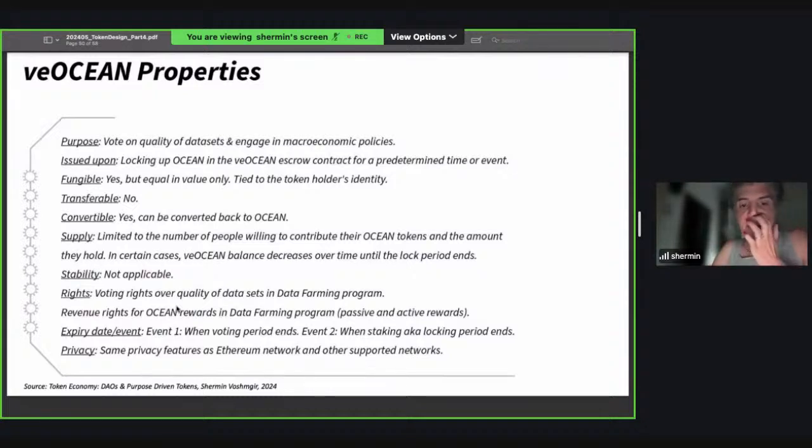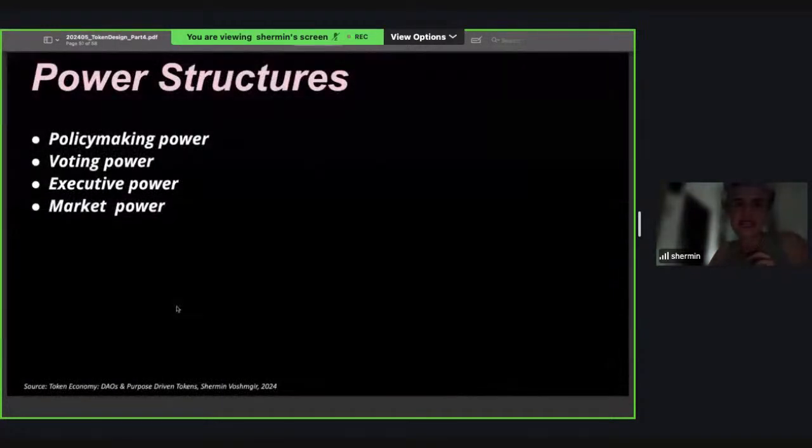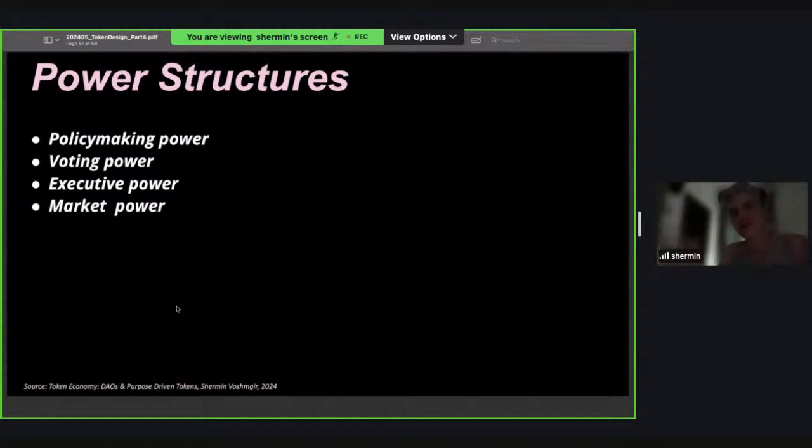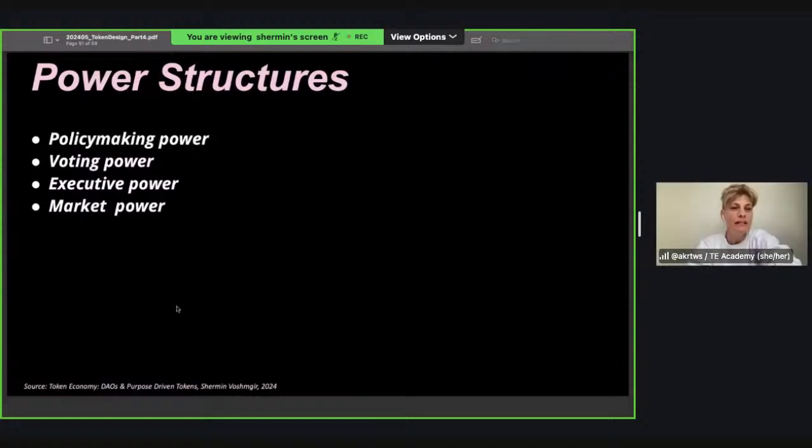Same privacy features as the Ethereum network and other supported networks. So I hope this gave you some kind of an overview of the 5 different tokens and the different properties. I know it's quite a lot, but I urge you in the future to really take the properties and analyze them in detail. To sum up the case, yes, is there any question?